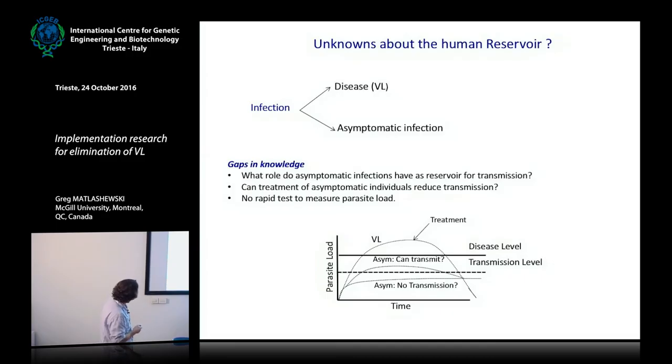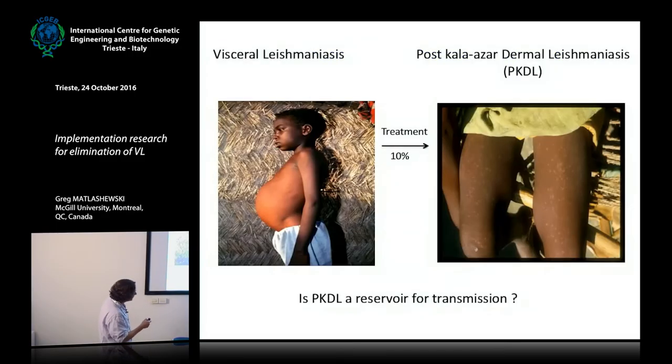And the other question that Philippe brought up, of course, is PKDL, and this is a macular form of PKDL here. Do these people transmit the disease? There are some reports that the papular and nodular forms transmit the disease, but this is the macular form, and it's really not known if it transmits the disease. So one of the things we've been involved with is to try and answer that question in the following way.